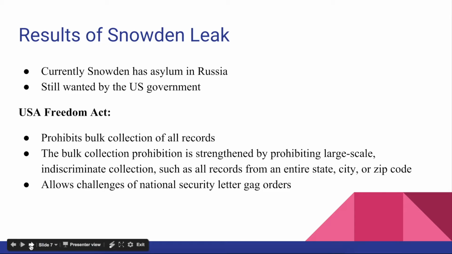What really came about because of the Snowden leak was the USA Freedom Act, signed into law in 2015 by President Obama. And basically what this does is repeal some of the more unconstitutional aspects of the Patriot Act. For example, they can no longer do bulk collection of records. The bulk collection prohibition is strengthened by prohibiting large-scale indiscriminate collection, such as all records from an entire state, city, or zip code, and it allows challenges of national security letter gag orders, which are basically subpoenas for just your information.